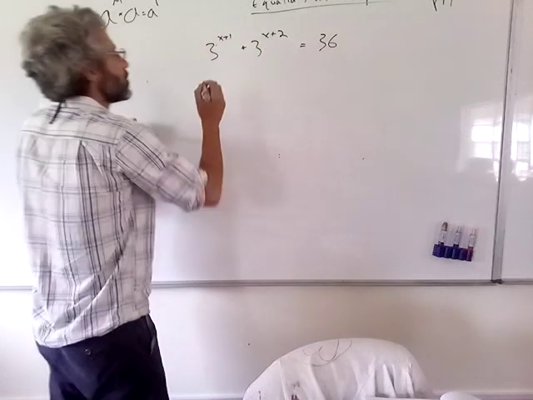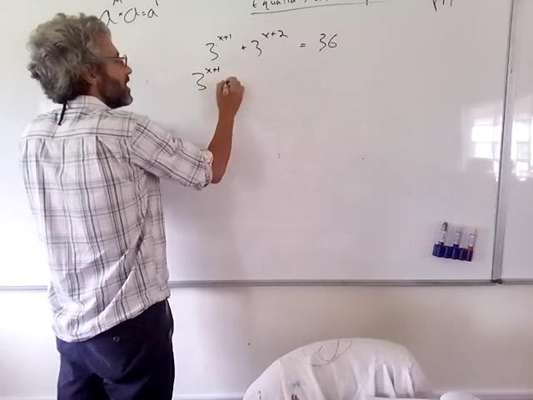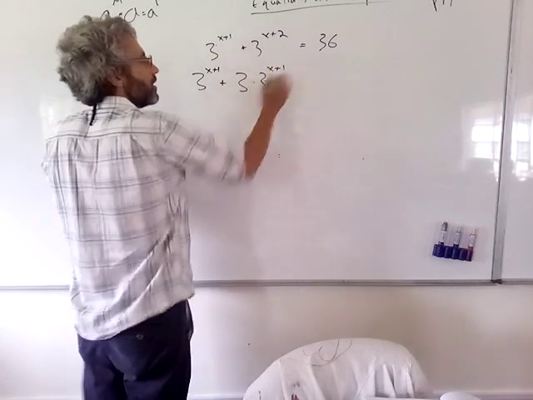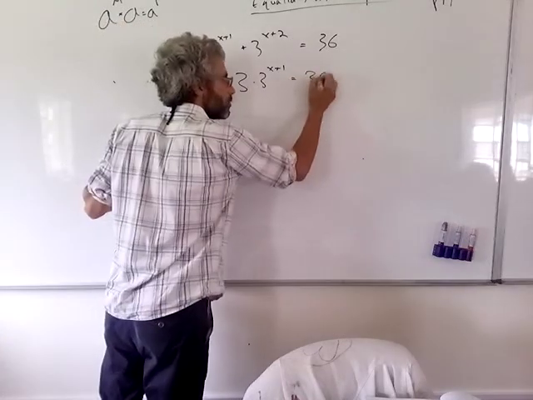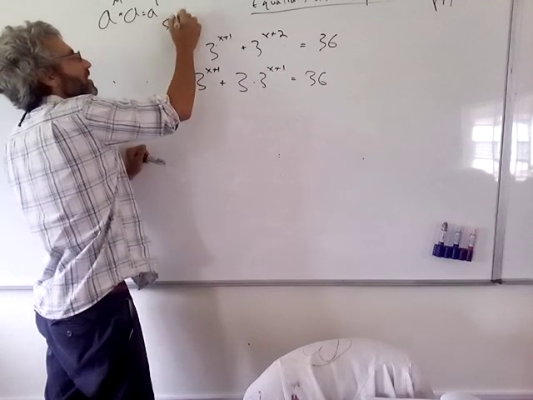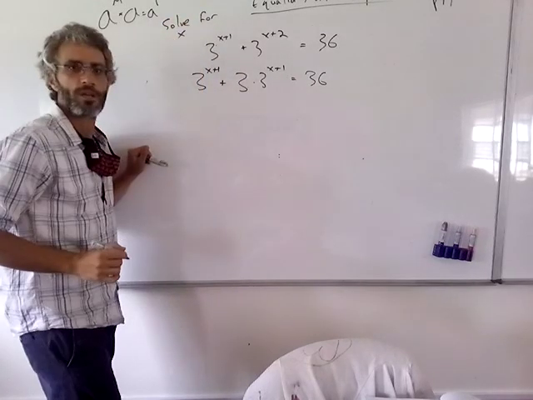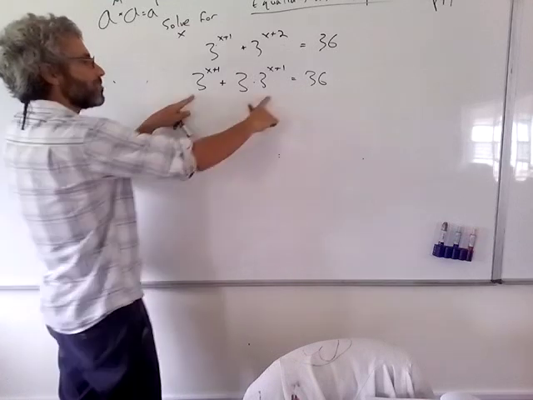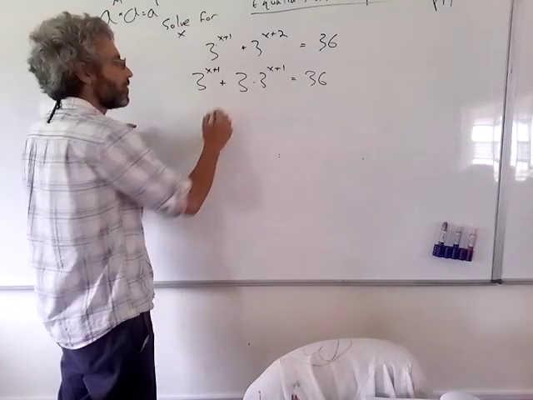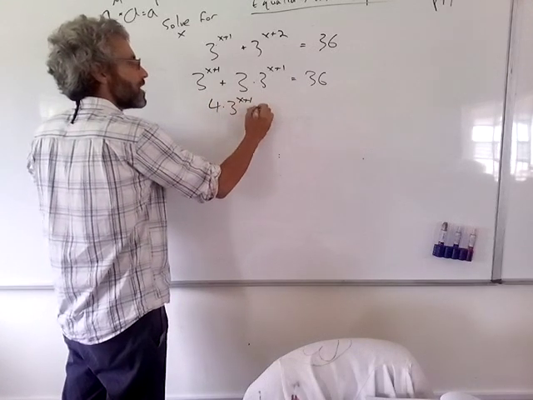Okay? But Luana already helped us. She said, okay, it's 3 to the power x plus 1 plus 3 times 3 to the power x plus 1, and I've got to write that it's equal to 36. That's not the answer. The answer is to solve for x. In the test, I'll ask you to solve for x. Okay? All right. Now, we also know how to simplify that. Remember what it was? 4 times 3 to the power x plus 1 equals 36.